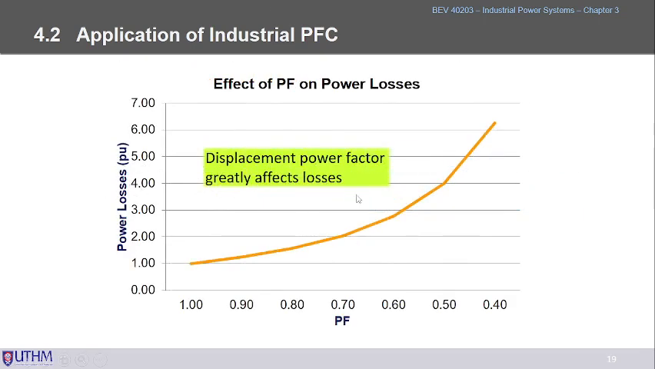Okay, this is the illustration of the effects of the power factor on the power losses. So let's say we have a power factor of 1. Of course the power losses are very small, just 1 only. When we reduce the power factor, let's say to 0.5, you can see the increment of the power losses.